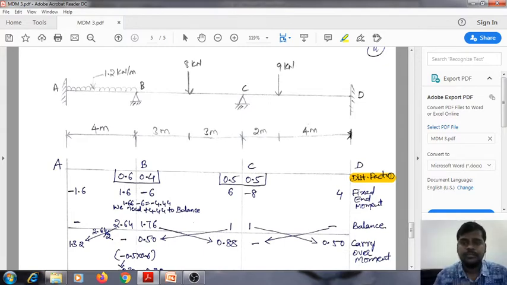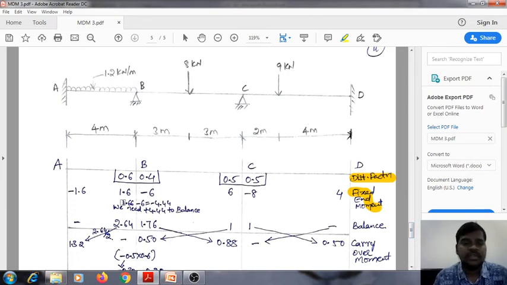These are the distribution factors, and we have the fixed end moments here. Those are 1.6, minus 1.6, 6, minus 6, 8 and minus 4, which were already calculated previously in the table. Next we have to balance it.